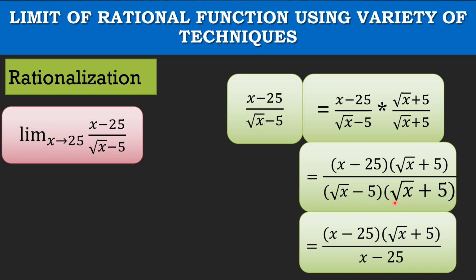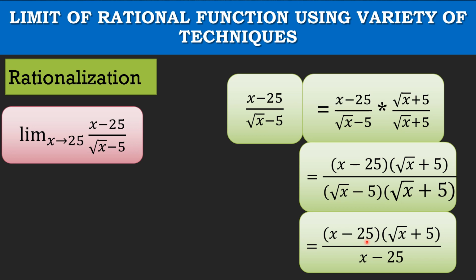So, magka-cancel out yung dalawa. Okay? Then, we have negative 5 times positive 5. We get negative 25. So, the denominator becomes x minus 25 na lang. As is na lang po yung numerator. So, dito mapapansin natin na merong common expression.